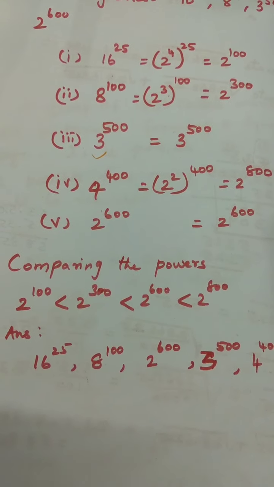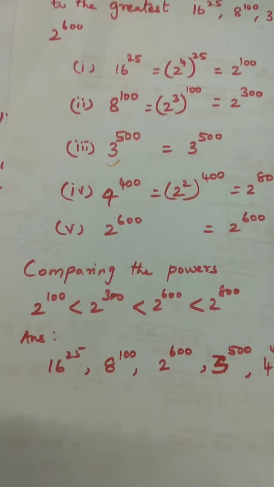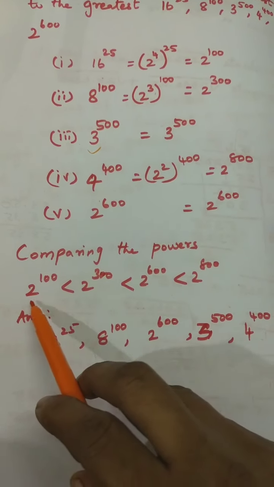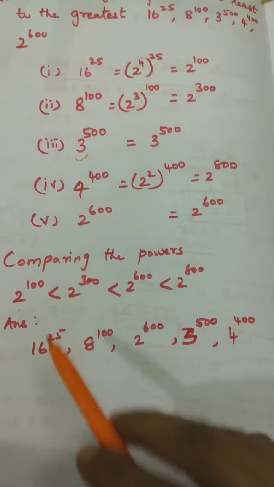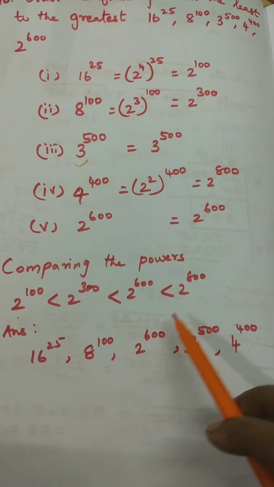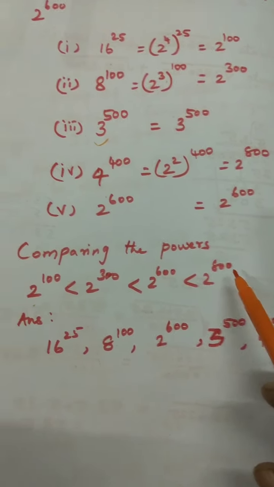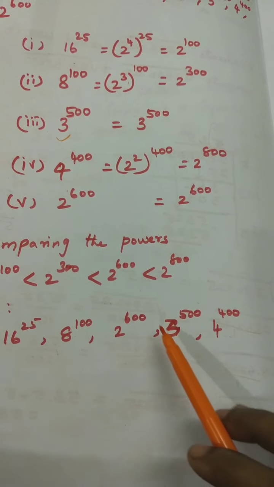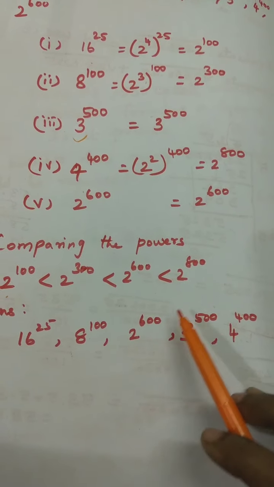Then comparing the powers. Comparing means you have to say which is greater and which is less. Okay, and 2 power 100, then 2 power 300, 2 power 600 and 2 power 800. Then in between 600 and 800 it will come as 3 power 500.